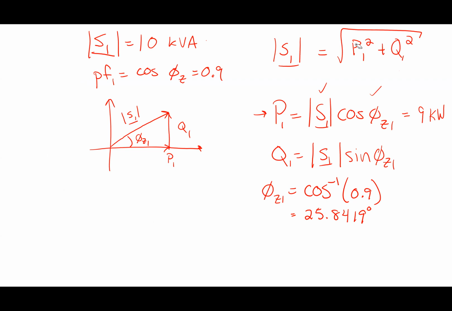All right, and what I didn't write here is that I want to compute what the Q is, right? So if I compute the Q, what will that be? Q will end up being, if I run those numbers, 4.3589. And what units do I use? kVAR. How many kVARs?